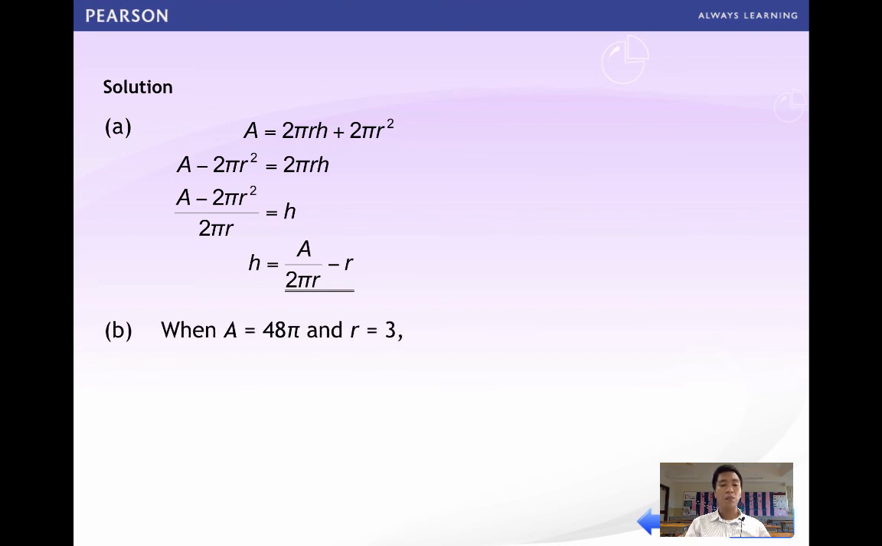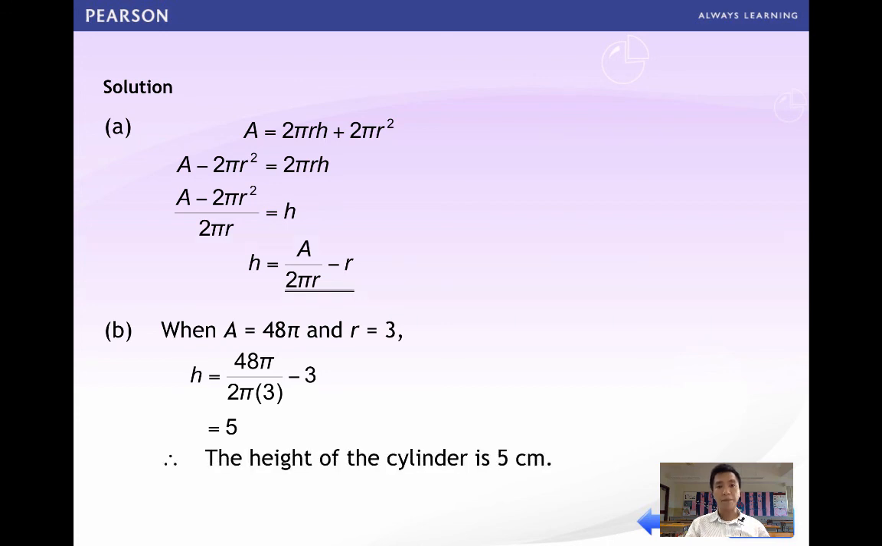For part B, we know that A equals to 48 pi and r equals to 3. We do the method of substitution. So we substitute A equals to 48 pi and r equals to 3 into this formula, we can get h equals to 48 pi over actually 6 pi, minus 3. So h equals to 8 minus 3, so it will be 5. So the height is 5 cm. So you find the answer.